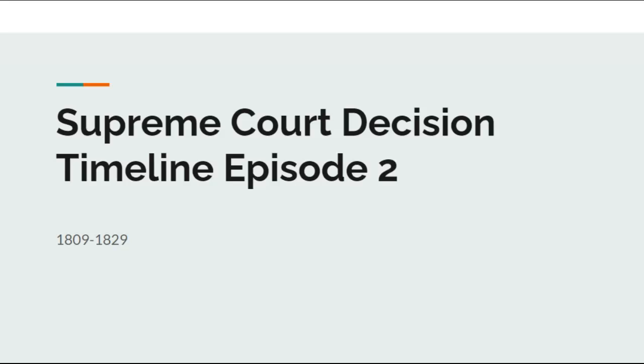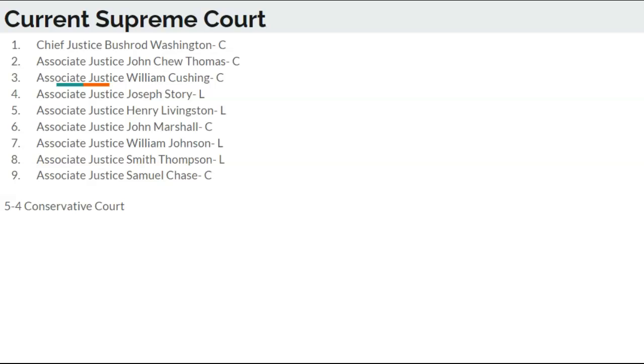Our current Supreme Court, as of right now in the timeline, 1809, was a 5-4 conservative court, as the Democratic-Republicans are starting to put in more liberal judges, or justices. And we started off with nothing noteworthy in 1809, so that's perfect.